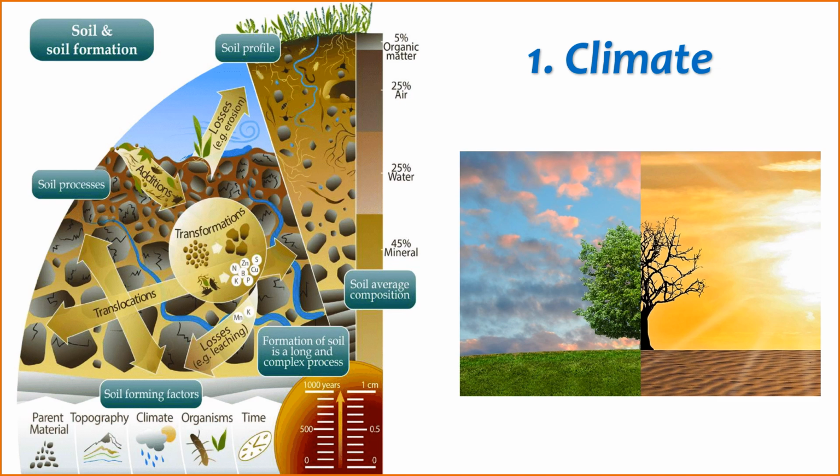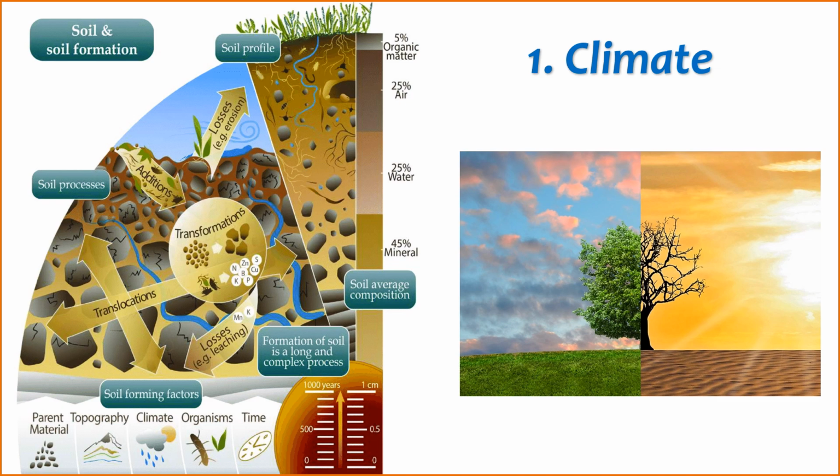7. Humidity. Humidity levels affect soil moisture content. High humidity can lead to the retention of moisture in soils, influencing microbial activity, nutrient cycling, and the decomposition of organic matter. 8. Evaporation rates. In arid climates, high evaporation rates can lead to the accumulation of salts in the soil. This process, known as salinization, can impact soil fertility and structure.